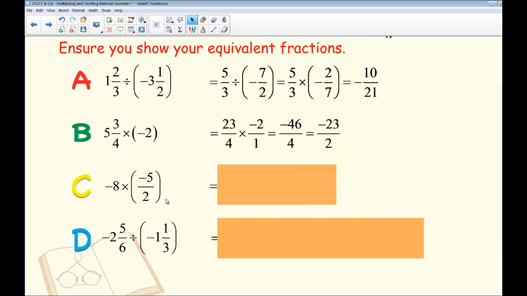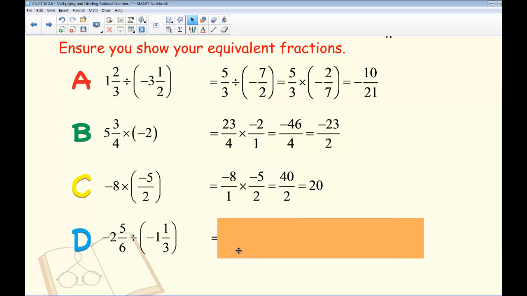Question C, negative 8. Remember, that's negative 8 over 1. So I just rewrote that like so. Then negative 8 times negative 5 would be a positive 40. Over the bottom, 1 times 2 is 2. So therefore 40 over 2 reduces to 20. Now anytime you get a whole number like that, that's 20 over 1, you don't need to write the over 1 bit when you simplify. So just simply leave it as the whole number.